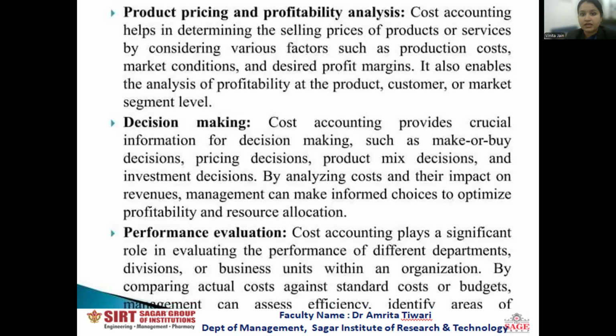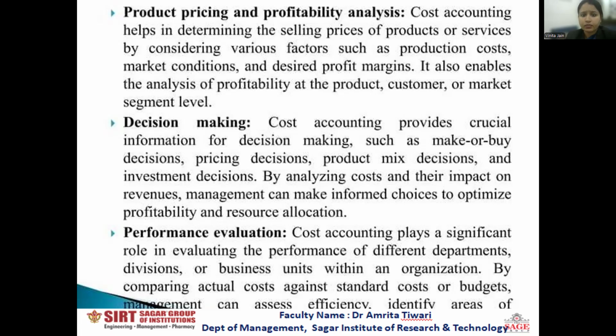Product pricing and profitability analysis. Cost accounting helps in determining the selling prices of products or services by considering various factors such as production cost, market conditions, and desired profit margin. It also enables us to analyze profitability at a product, customer, or market segment level.